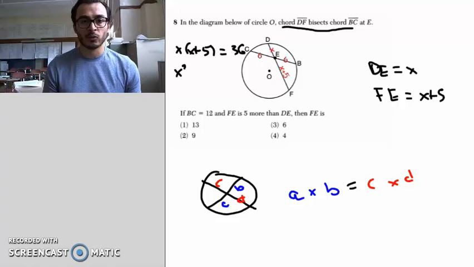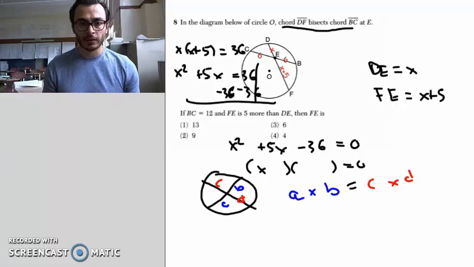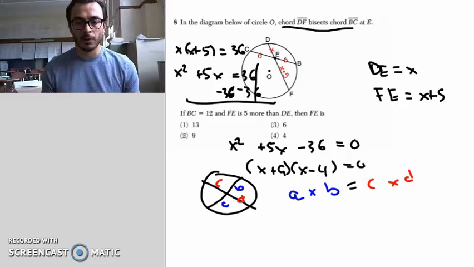So we will get X squared plus 5X equals 36. Subtract 36 on both sides because we now have a quadratic equation. This will cancel out. We get X squared plus 5X minus 36 equals 0. Now we factor this. So we're going to get X plus 9 and then X minus 4. 9 times negative 4 is negative 36, and 9 minus 4 is 5.